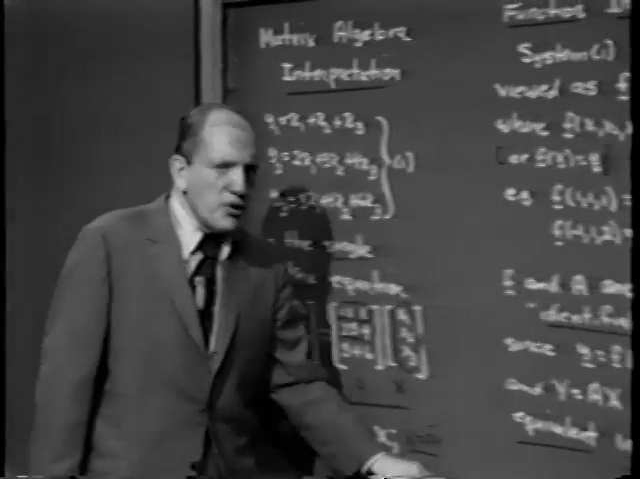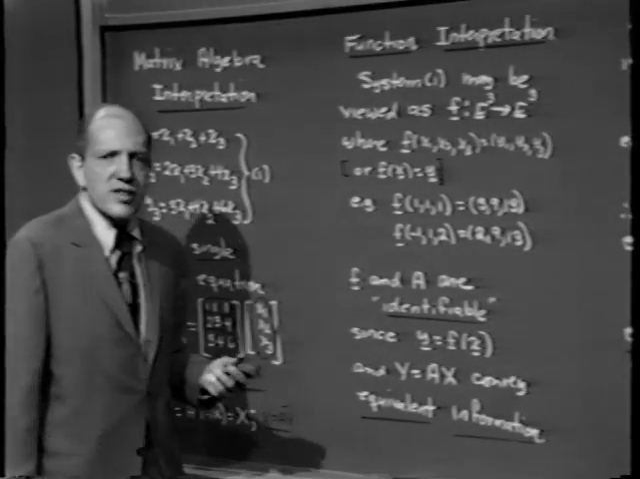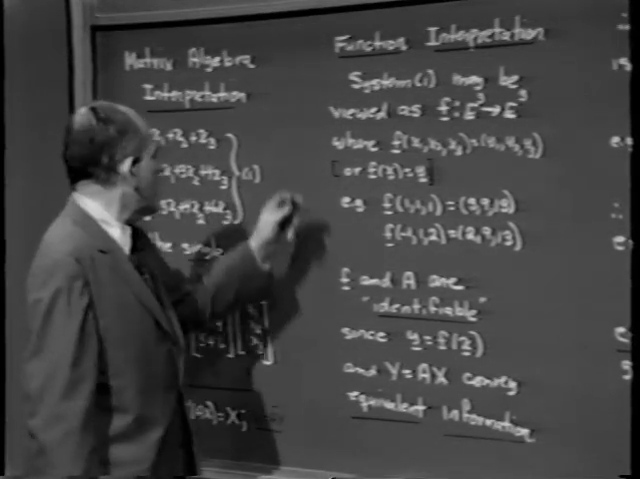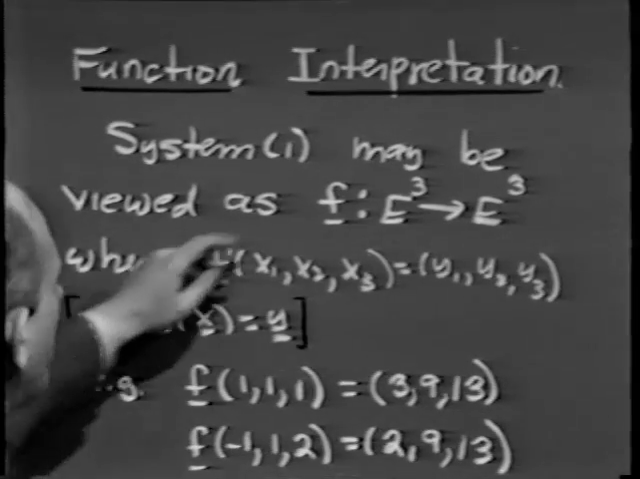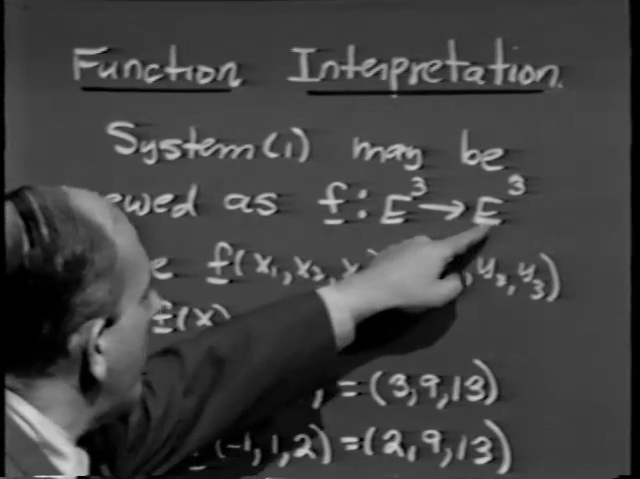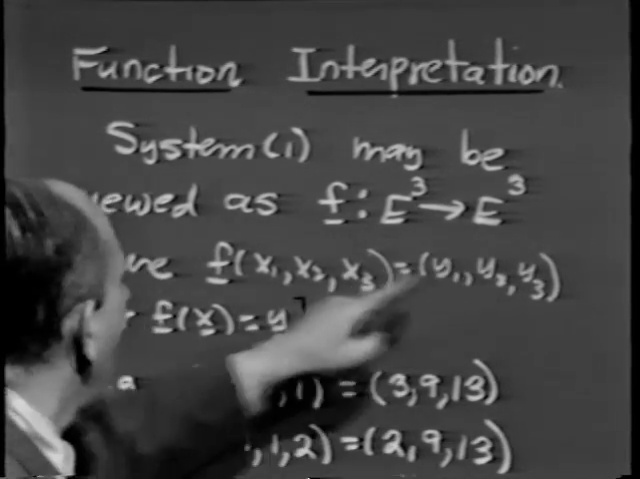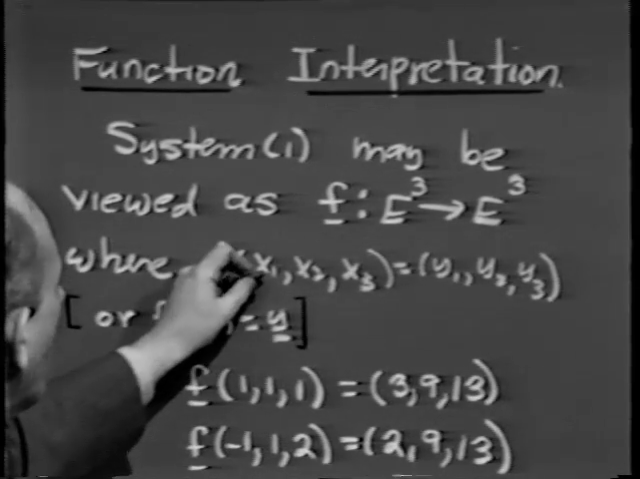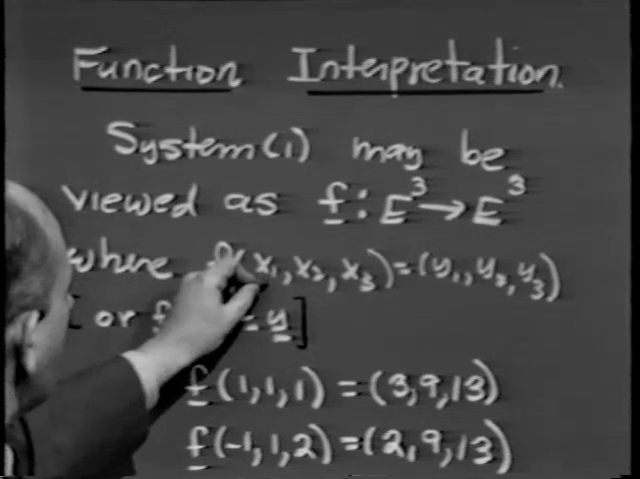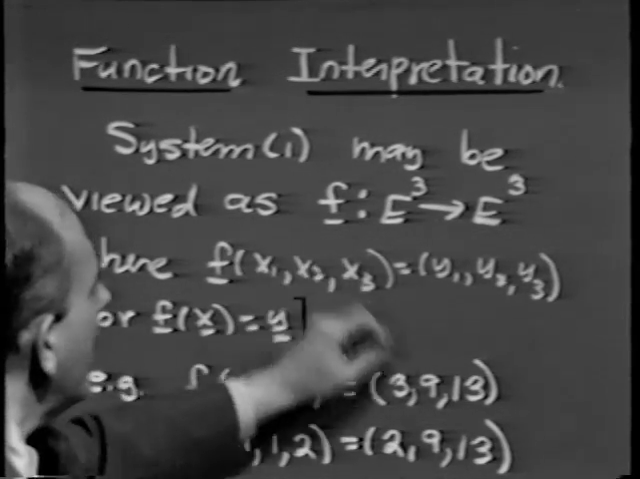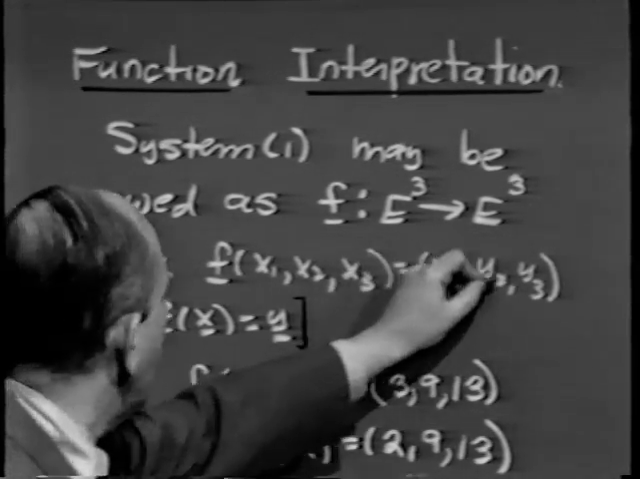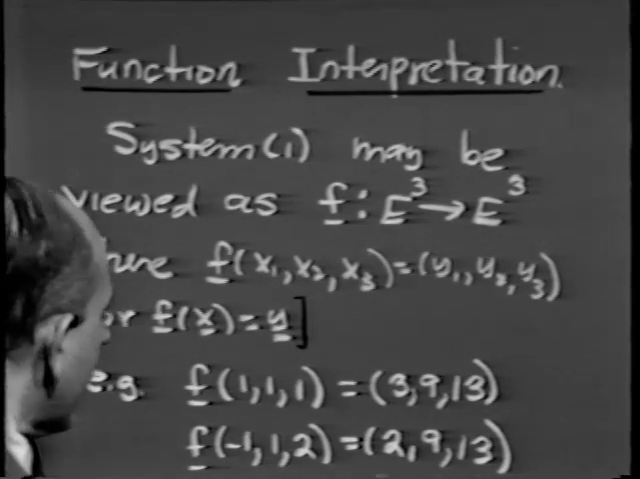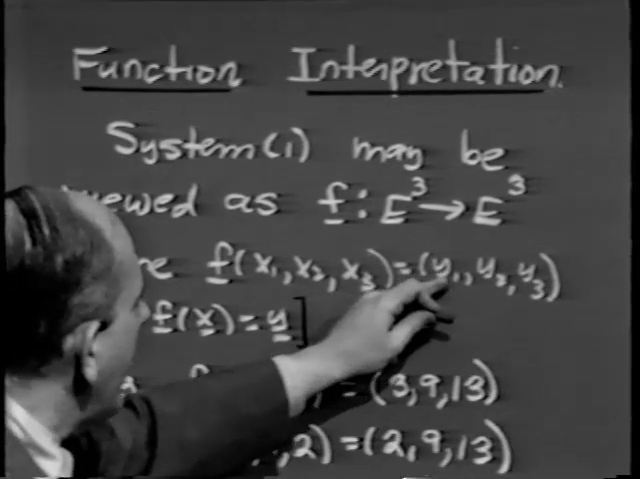There is still a third interpretation, an interpretation that goes back to the idea of mappings, and that is we can think of the original system 1 as a mapping that carries three-dimensional space into three-dimensional space. How does it carry three-dimensional space into three-dimensional space? Well, we view it as carrying the three-tuple x1, x2, x3 into the three-tuple y1, y2, y3 by the system of equations defined by system 1.